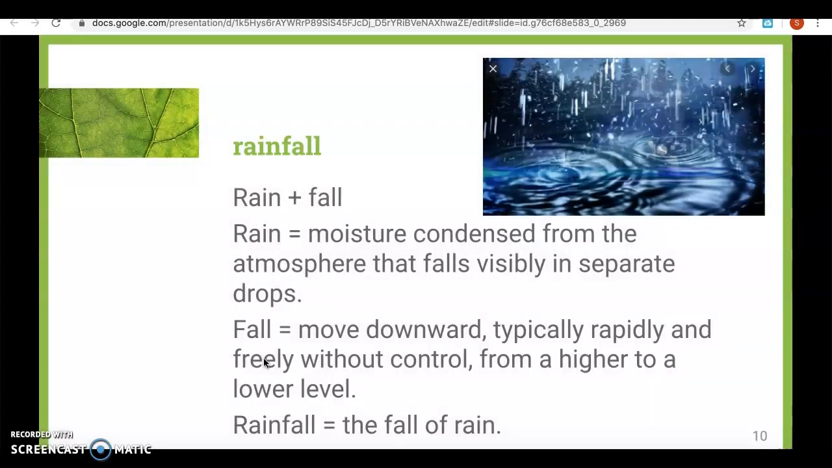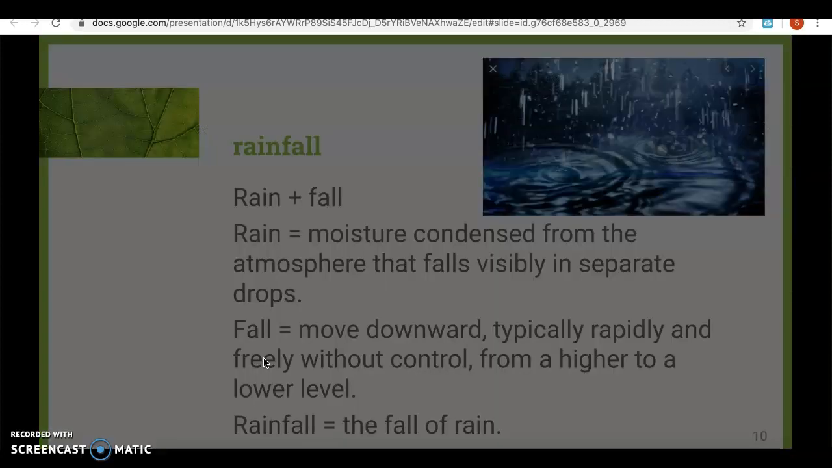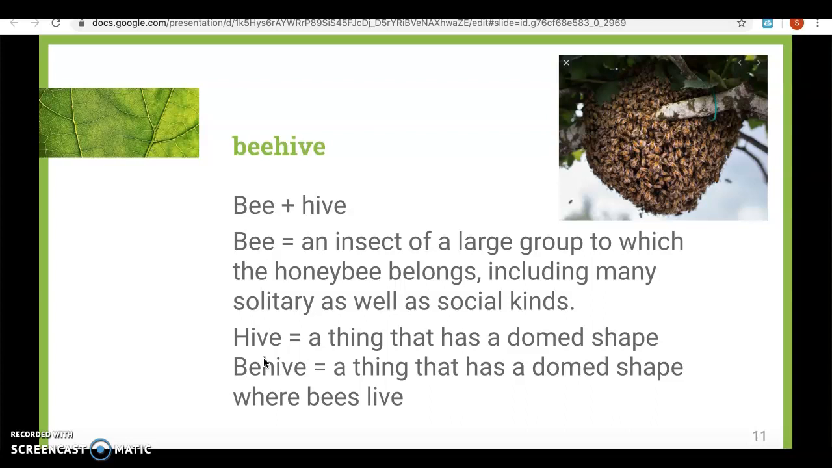What about rain plus fall? Rain is the moisture condensed from the atmosphere that falls visibly in separate drops. And fall means to move downward. So rainfall is the fall of rain. Bee is an insect of a large group to which the honeybee belongs. Hive is a thing that has a domed shape. So a beehive is a thing that has a domed shape where bees live.